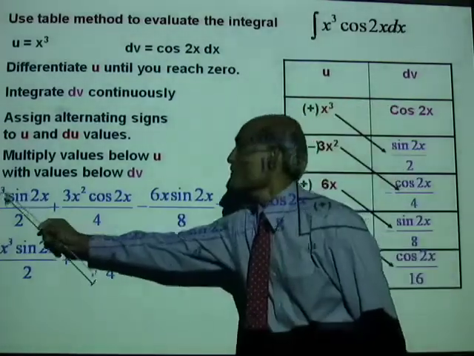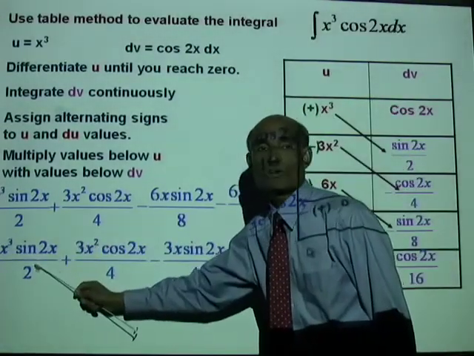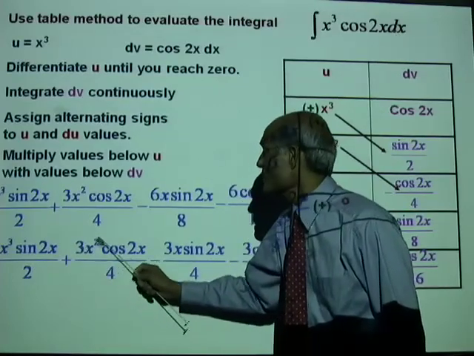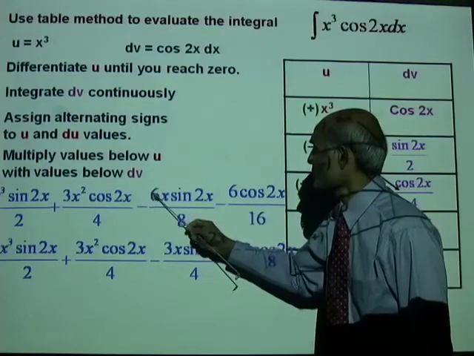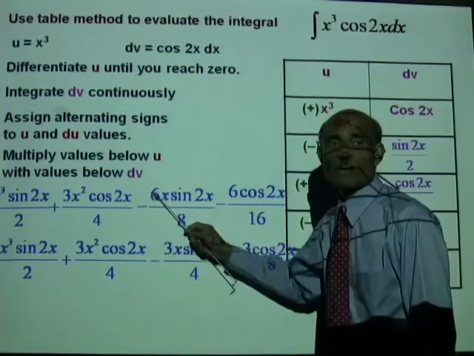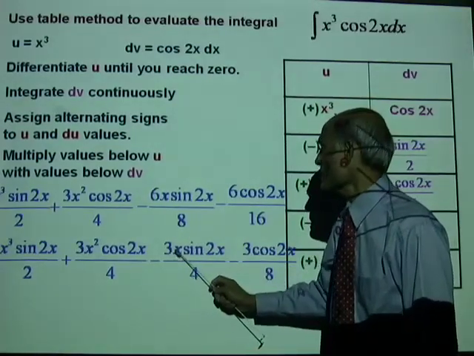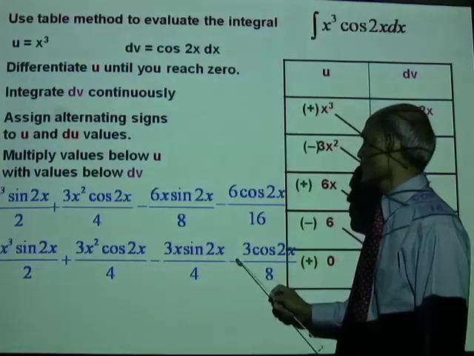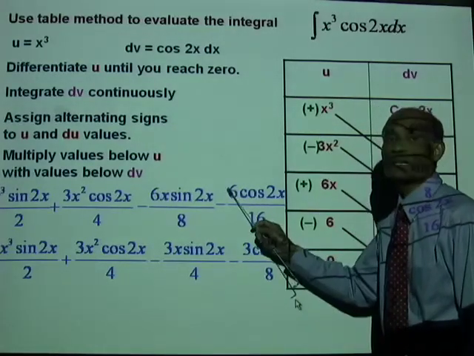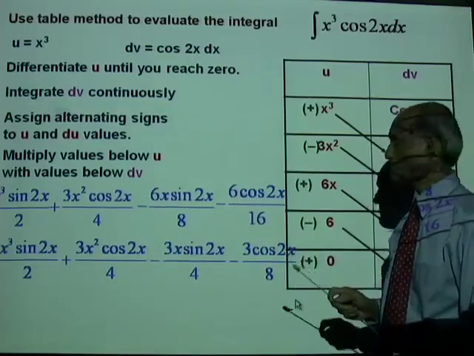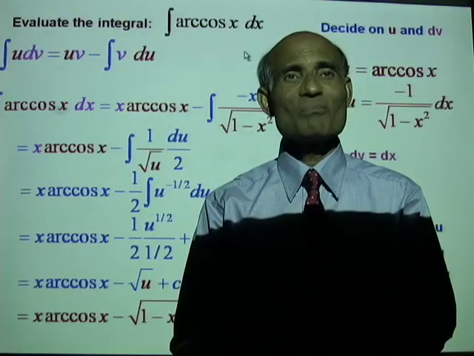That will be x cubed sine 2x over 2 plus 3x squared cos 2x over 4 minus 6 and 8, you can divide by 2. That will be 3x sine 2x over 4 minus 3 cos 2x over 8. Again, you can divide by 2. Integration by parts.